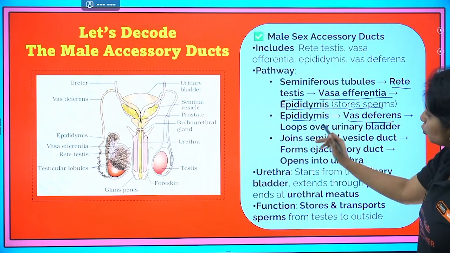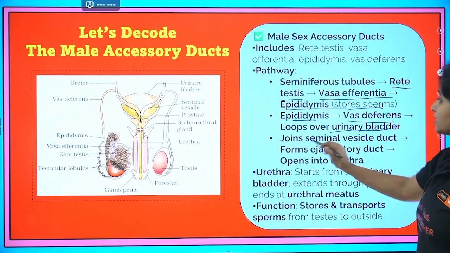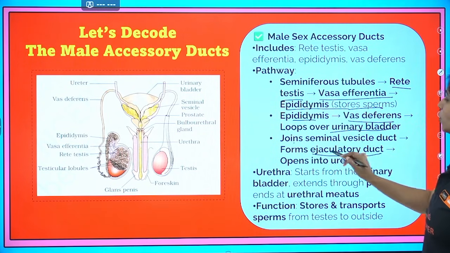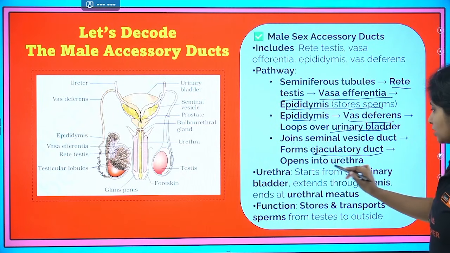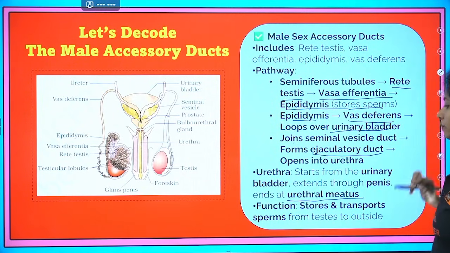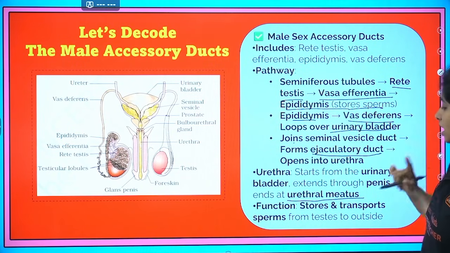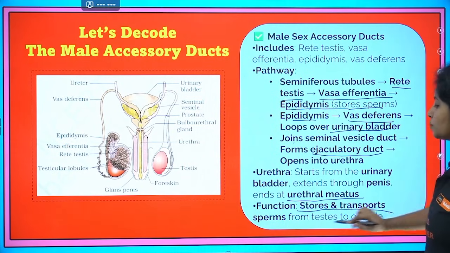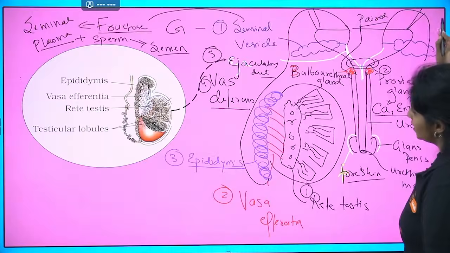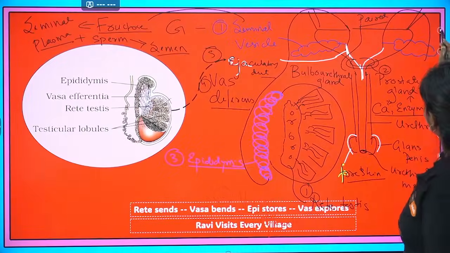Vas deferens is going to loop over the urinary bladder, and joins the seminal vesicle duct to form what? To form the ejaculatory duct, and it opens into what? Urethra. Urethra starts from the urinary bladder, extends through the penis, and ends at the urethral meatus. Function of this particular duct is what? To store and to transport the sperm from the testis to the outside. Done? Yes, ma'am. Done.